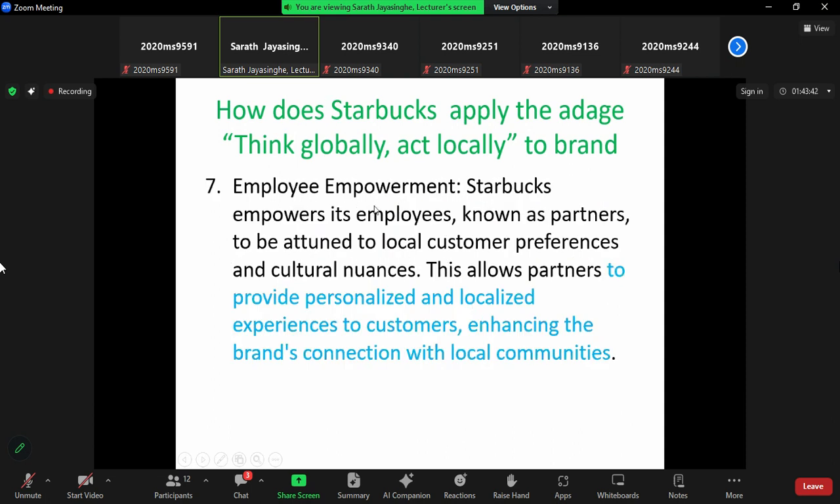The other one, employee empowerment. Starbucks empowers its employees, known as partners, to be attuned to local customer preferences and cultural nuances. This allows partners to provide personalized and localized experiences to customers, enhancing the brand connection with the local community.